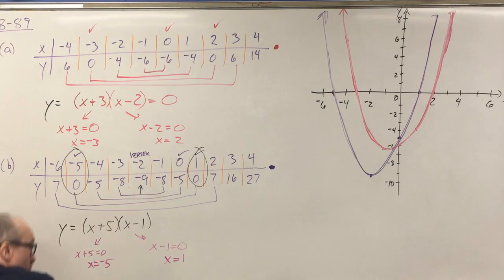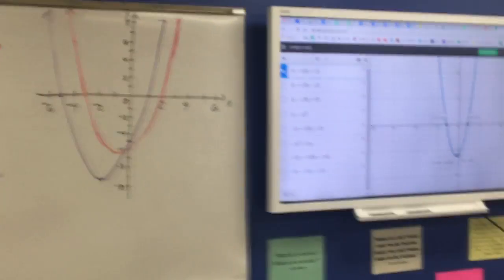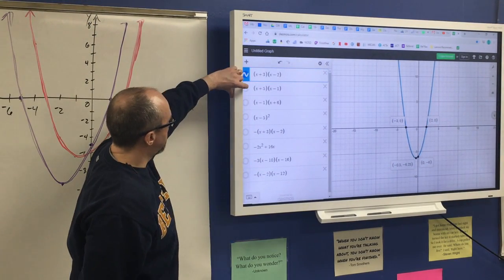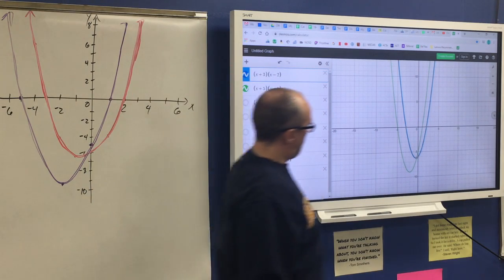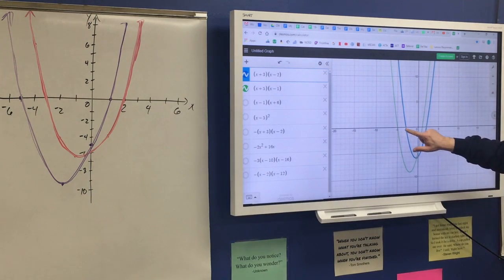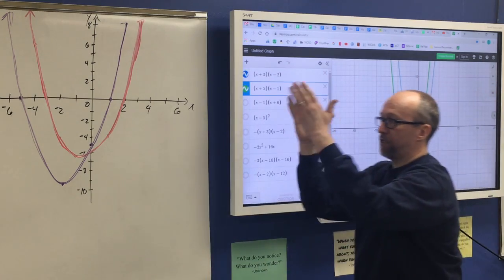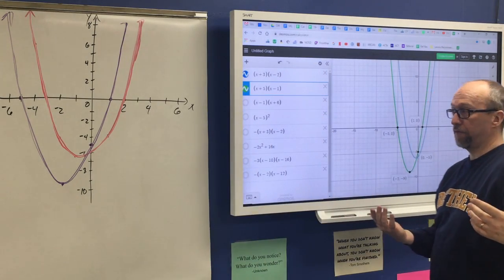Or, you could check in Desmos. So again, I've got my Desmos all warmed up here. X plus 5, x minus 1, right here, kablamo. Sure enough, that's my graph. X-intercept at negative 5, x-intercept at 1. I got my y-intercept, for sure, 0, negative 5, and my vertex is at negative 2, negative 9. So this graph matches the graph I sketched, which matches my table. Feeling a whole lot of confidence here.